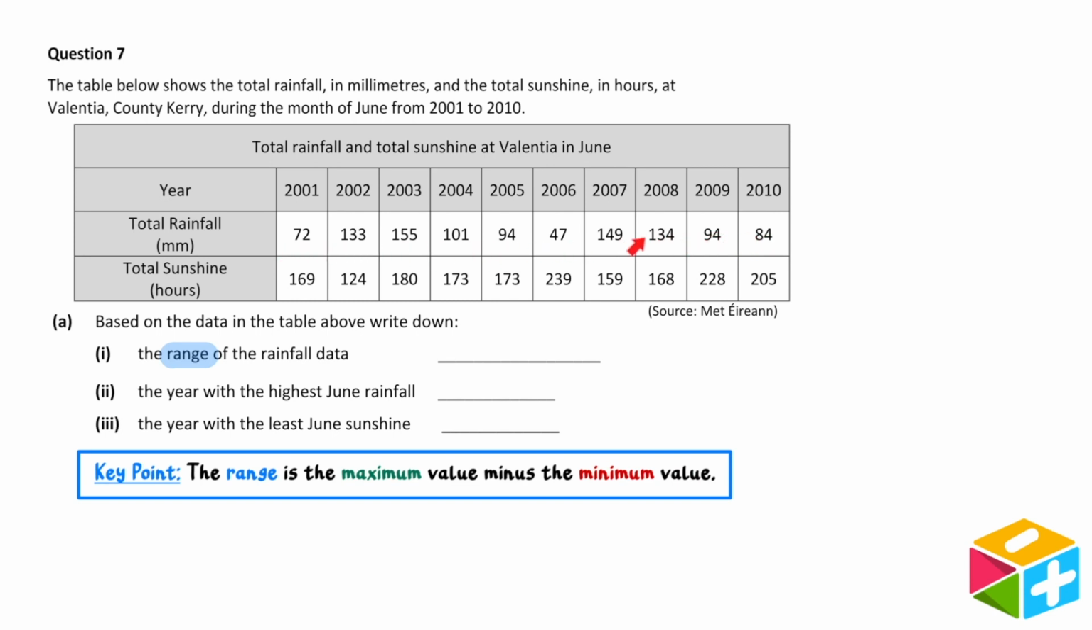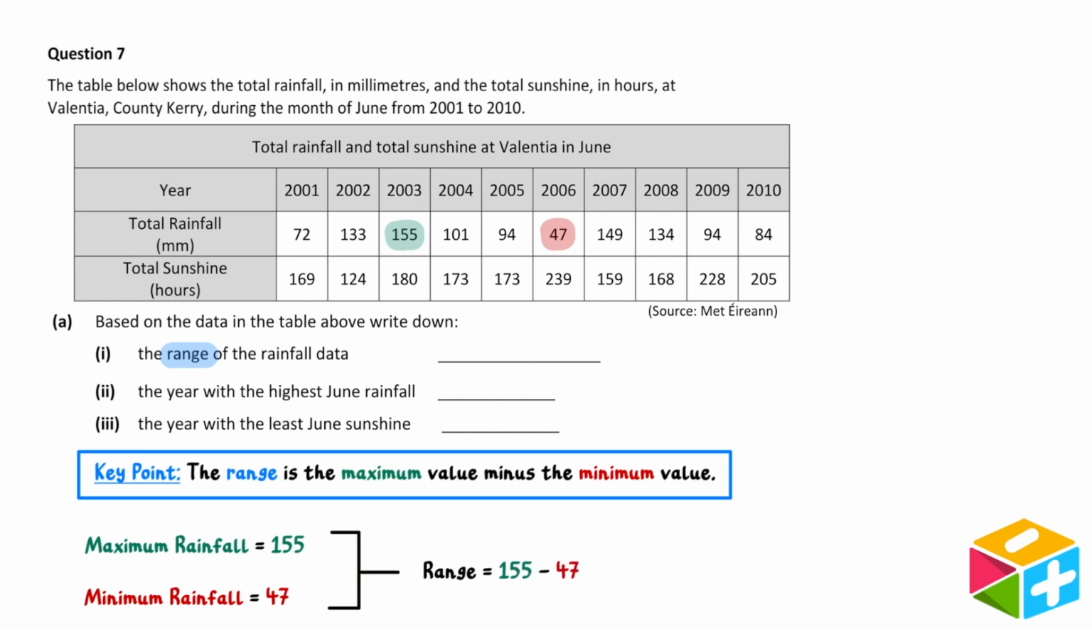Scanning through the rainfall data, the largest number we see is 155, so this is our maximum rainfall. The smallest number we see is 47, so the minimum rainfall is 47. To find our range, we subtract the minimum from the maximum. So we get 155 minus 47, which is 108. The unit for our rainfall was millimeters, so that's the unit we'll want to use here.